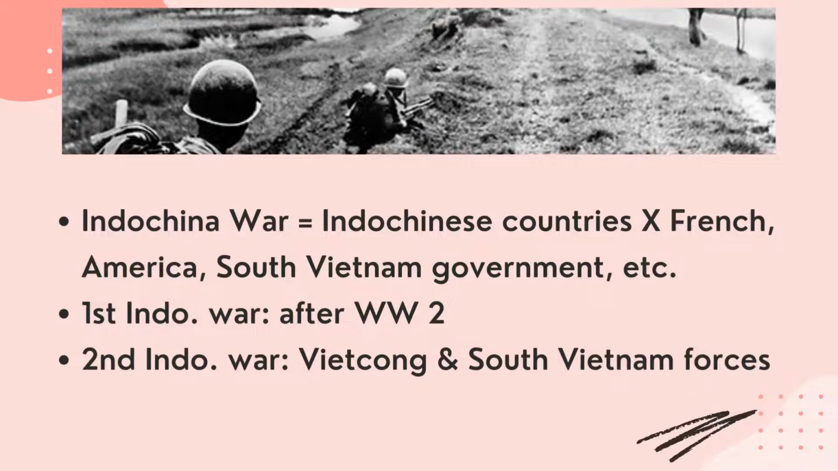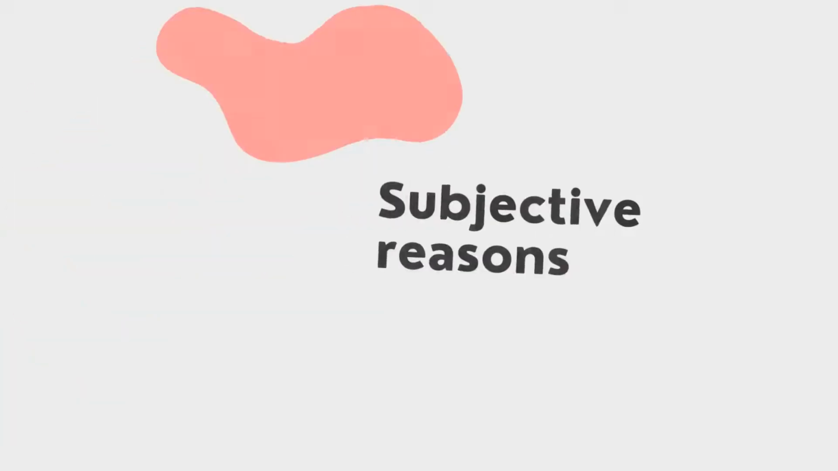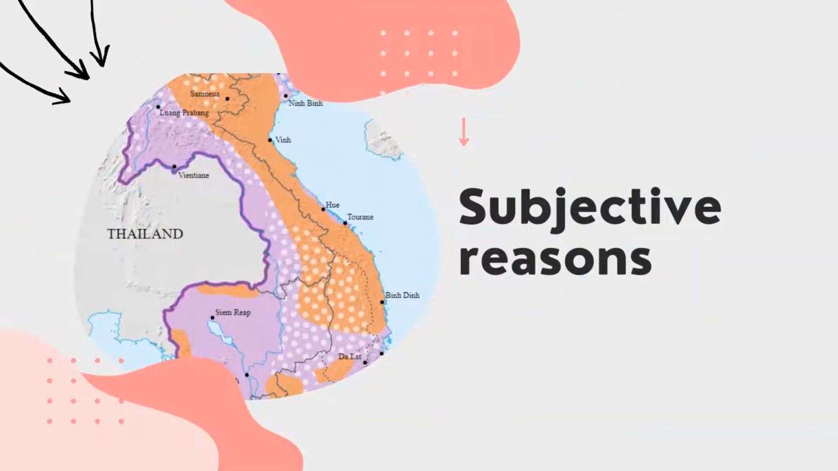The First Indochina War began after the end of World War II and lasted until the defeat of the French in 1954. The Second Indochina War began as a conflict between the North Vietnam Army, also known as the People's Army of Vietnam, and the armed forces of the Republic of South Vietnam, which was backed by the US. Moving on to subjective reasons.